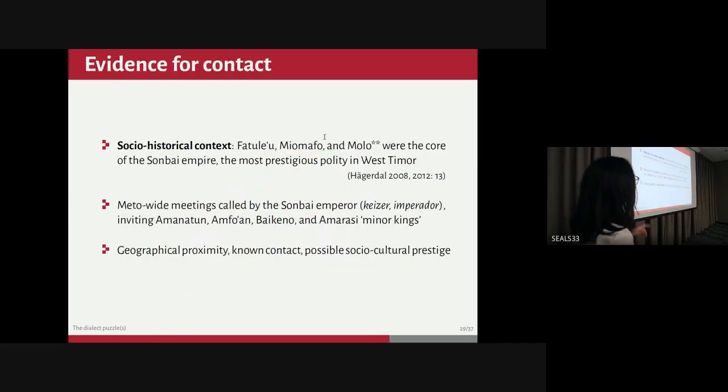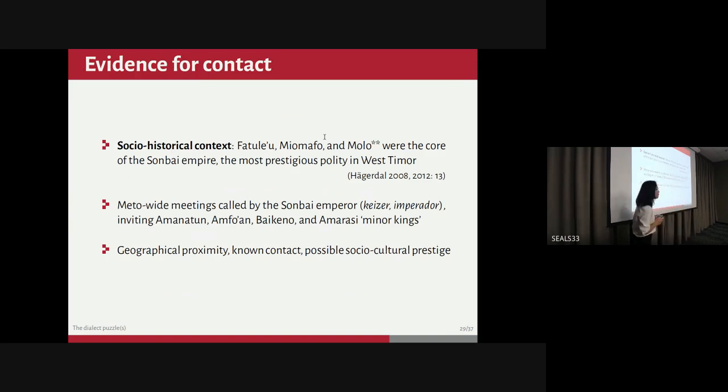If we look at the histories, Fatuleu, Neomuti, and Molo being Kupang, because that's actually the capital, were the core of the Sonbai Empire, which was the most prestigious polity in West Timor. And it's quite interesting because the Dutch and the Portuguese who came there called the emperor of Sonbai Kaiser or Imperador, right? They had a special title for him. And all of the other kings, Amanatun, Amarasi, Baikeno, they had a different term, Amnu, which were minor kings instead. So we know there was a bit of an asymmetrical relation.